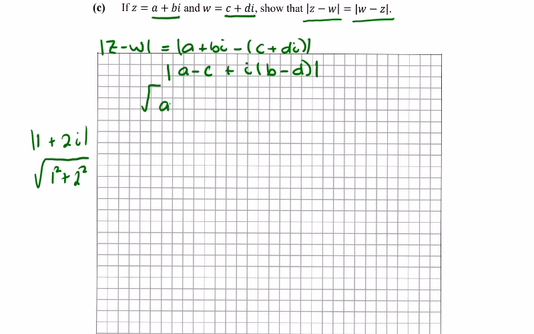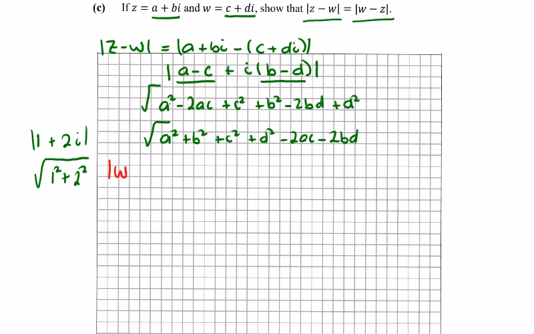So we're going to get a squared minus 2ac plus c squared if I square this guy. Now if I square this guy, we're going to get plus b squared minus 2bd plus d squared. So this is equal to the square root of a squared plus b squared plus c squared plus d squared minus 2ac minus 2bd. If we do the other one, we should get the same answer.